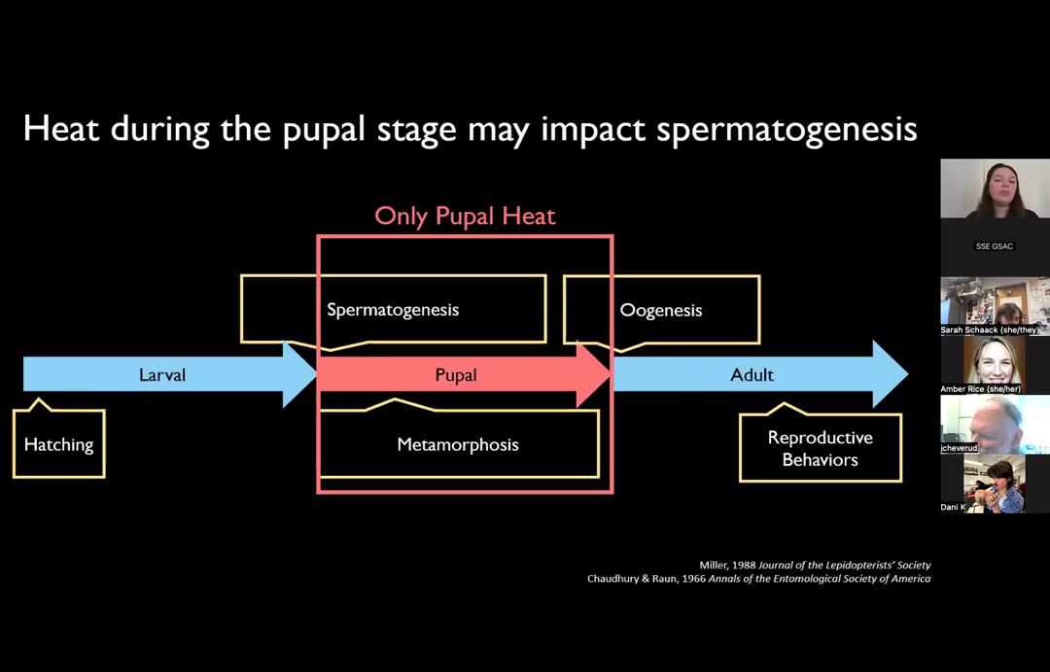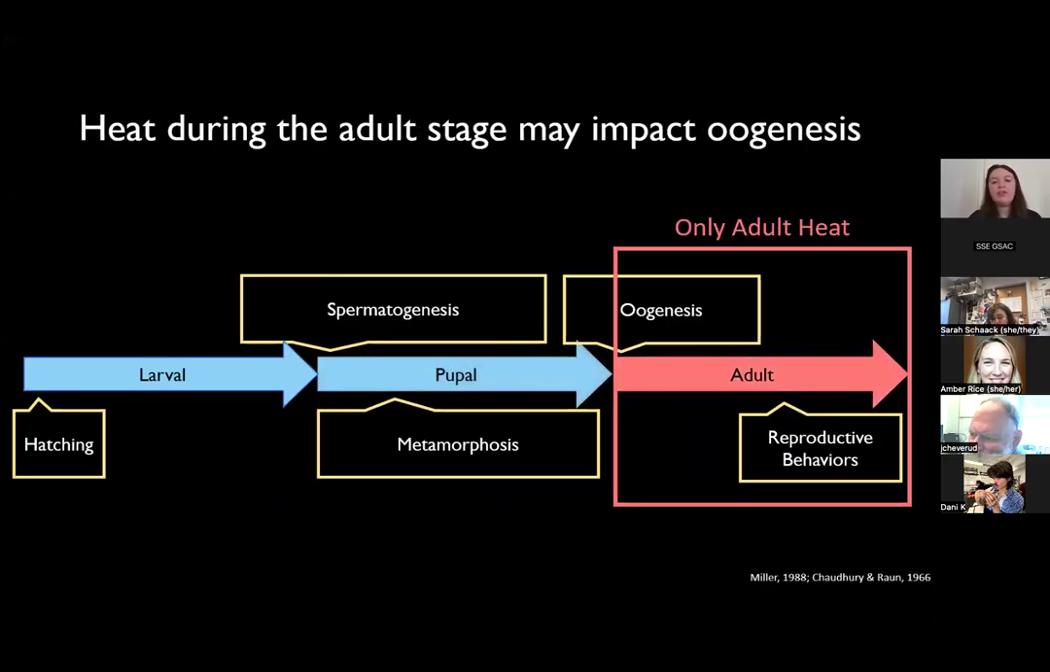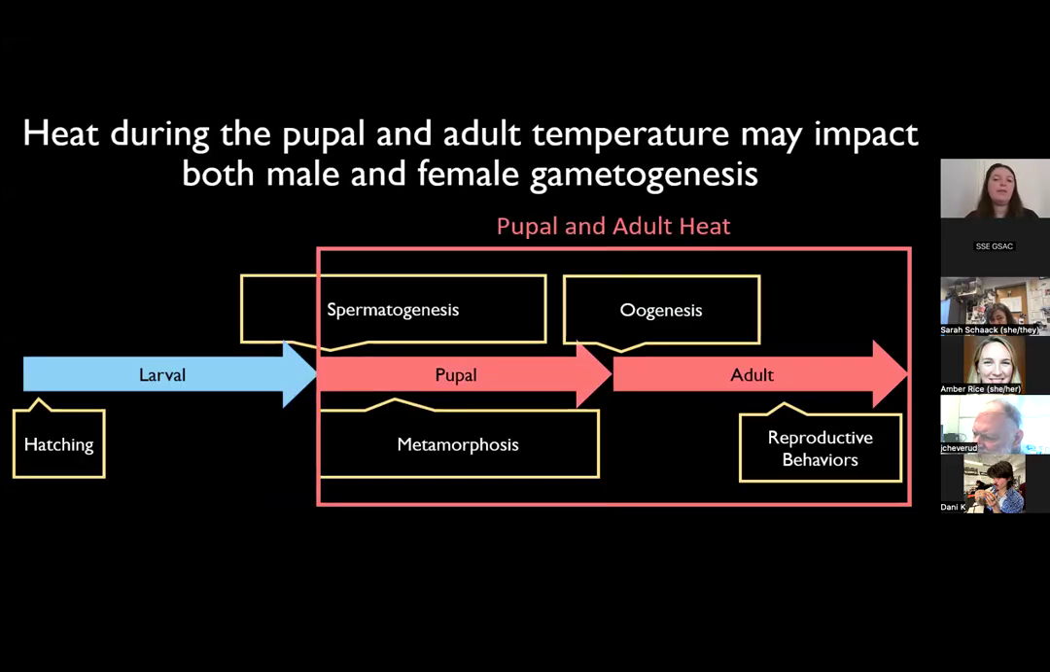So when we expose them only to the pupal life stage to heat, you can see that perhaps we only disrupted spermatogenesis. And a very similar story occurs when we only expose them to heat as an adult. Maybe we missed all of the male spermatogenesis and only disrupted oogenesis. But if you think about the combined effects of pupal and adult temperature, then you start seeing that both gametogenesis processes were exposed to elevated temperature for the majority of those processes.